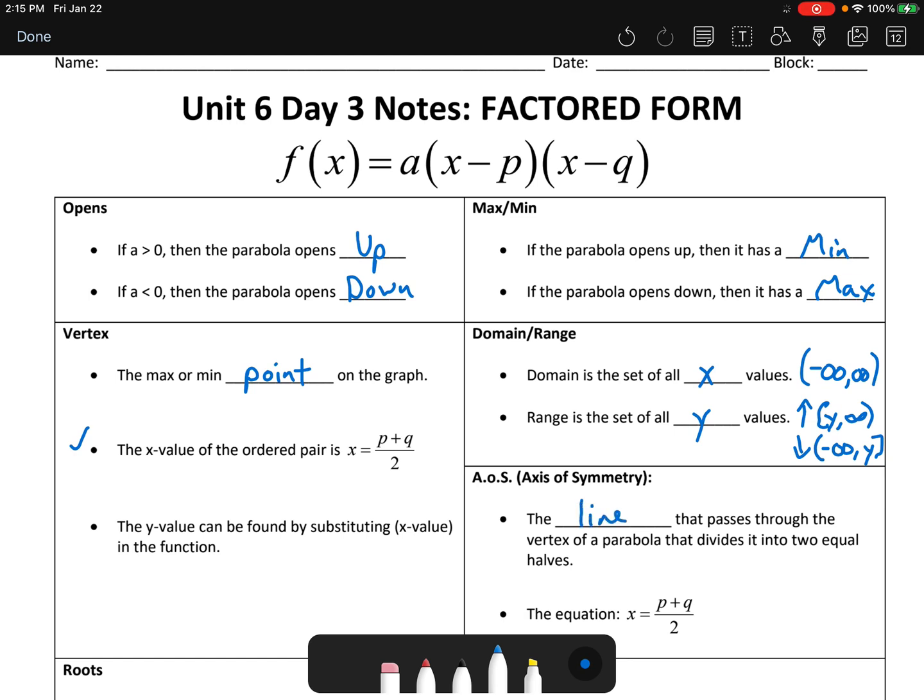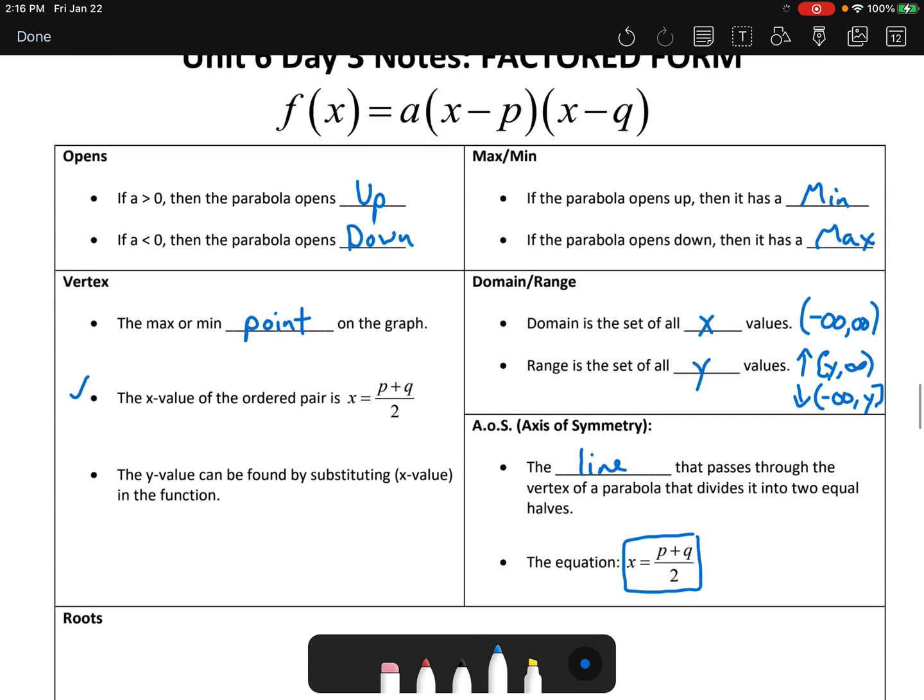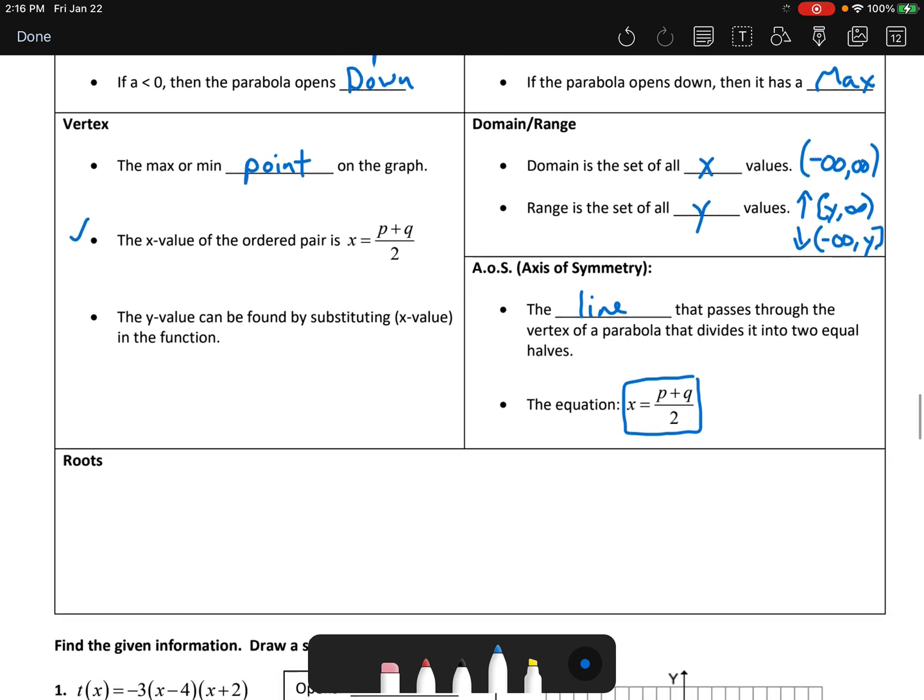The axis of symmetry is the line that passes through the vertex of a parabola that divides it into two equal halves. Now the equation here is x equals p plus q divided by 2. So it's a little different than standard form. However, I don't use that formula, and I'll show you why here in a second.